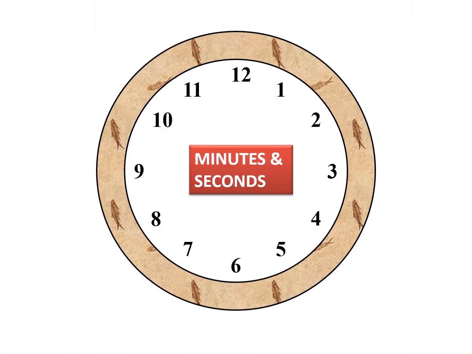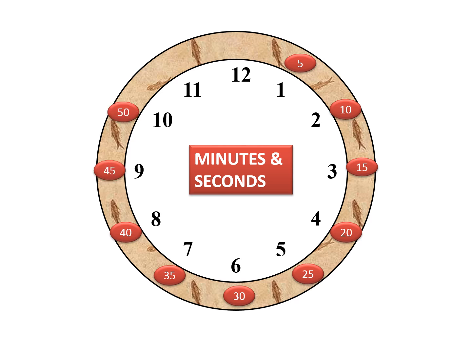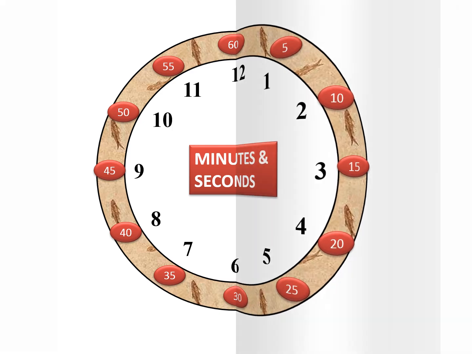Between two numbers there are 5 points marked in each clock that show you the minutes and seconds. So start counting 0 from 12, it will give 5 at number 1, 10 at number 2, and likewise 15, 20, 25, 30, 35, 40, 45, 50, 55 and 60 at 12.